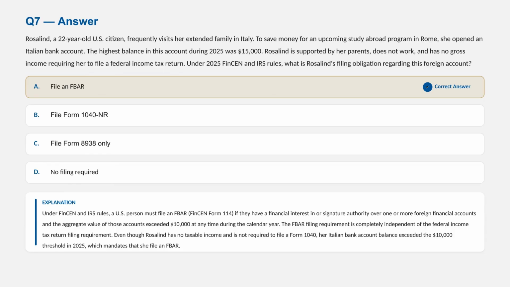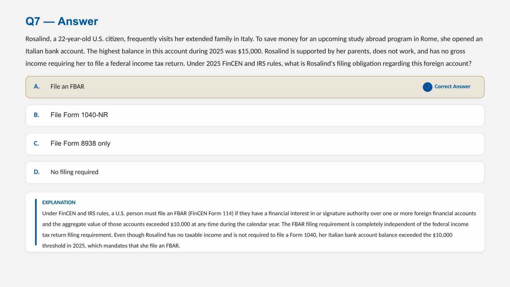The correct answer is A. File an FBAR. Under FinCEN and IRS rules, a US person must file an FBAR, FinCEN Form 114, if they have a financial interest in or signature authority over one or more foreign financial accounts and the aggregate value of those accounts exceeded $10,000 at any time during the calendar year.